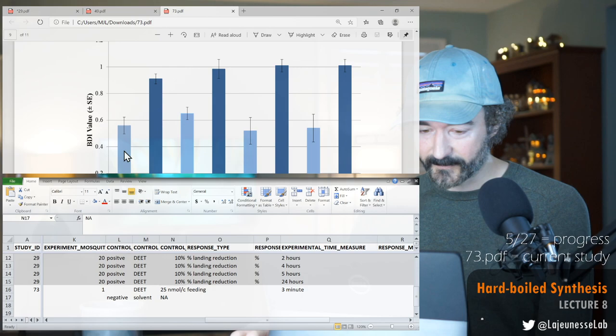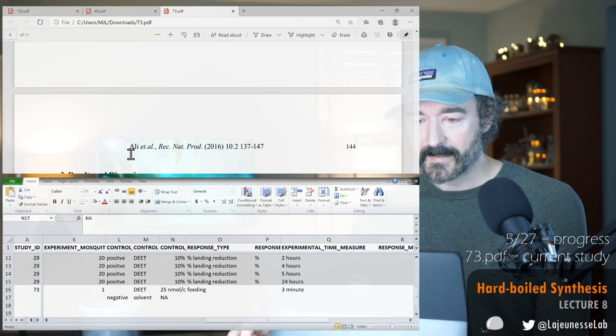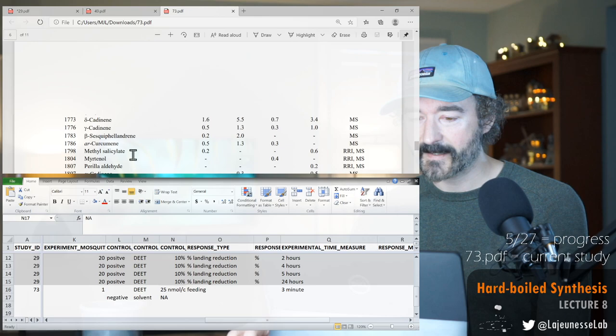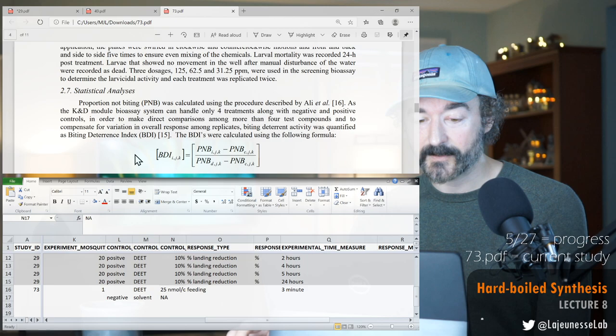I gotta look up what BDI is. I think I'm familiar with a BDI. Quickly scanning through this, I saw that there was a big equation. It looks like a type of metric. It gets used to quantify repellency outcomes. If it is, that's not good.